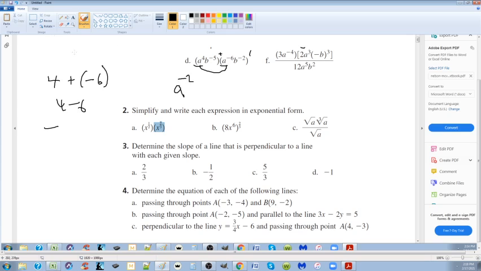And then with the b, we have the minus 5 plus the minus 2. What's minus 5 plus a minus 2? The same as minus 5 minus 2, which is minus 7. So we're left with b to the minus 7.